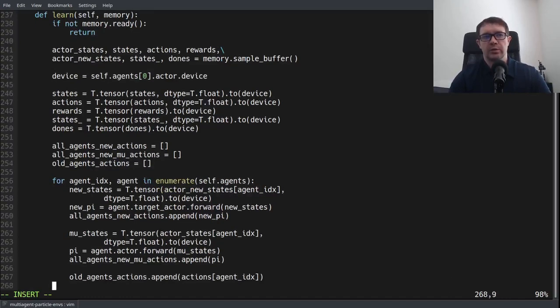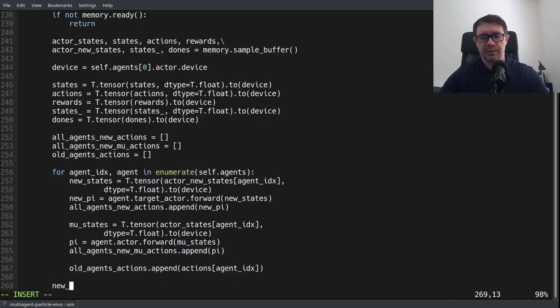So that's a whole bunch of stuff to keep track of. What we have here are the actions according to the target network for the new states, the actions according to the actor network for the current states, and then the actions the agent actually took. We need all three of these for the calculations of our loss function. So there's a lot of stuff to keep track of, and we need it for each agent, so we have to use lists.